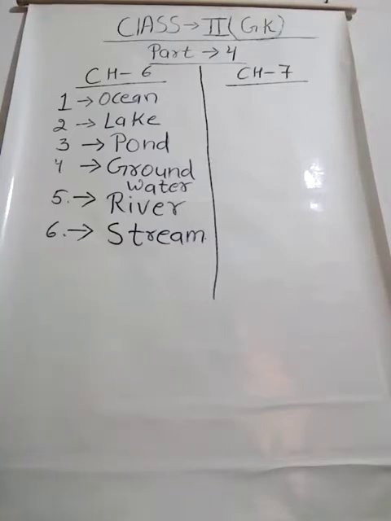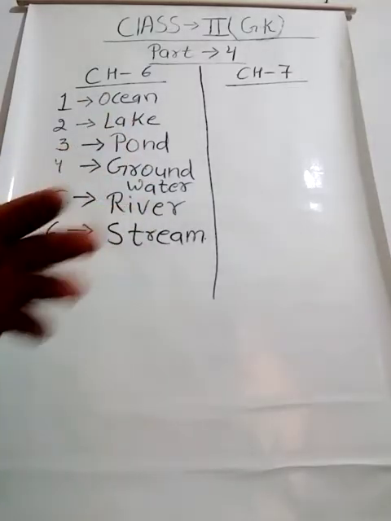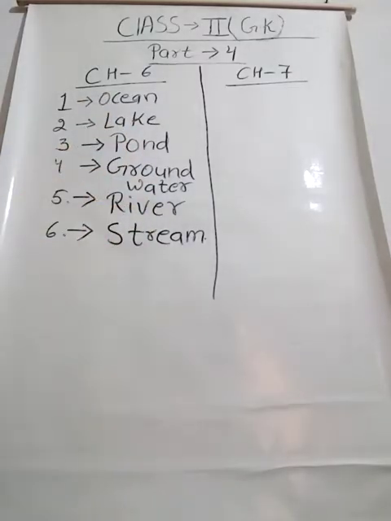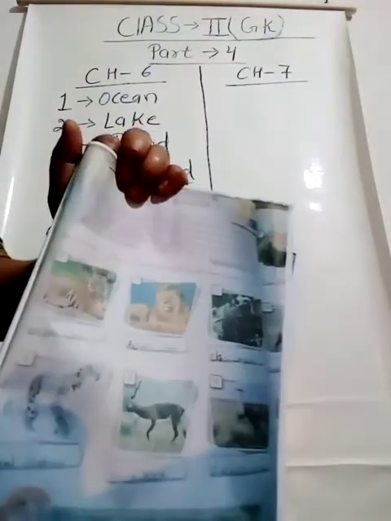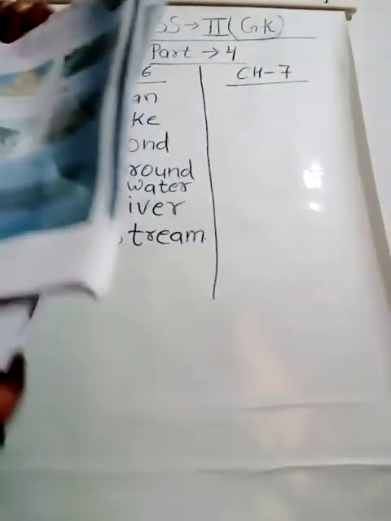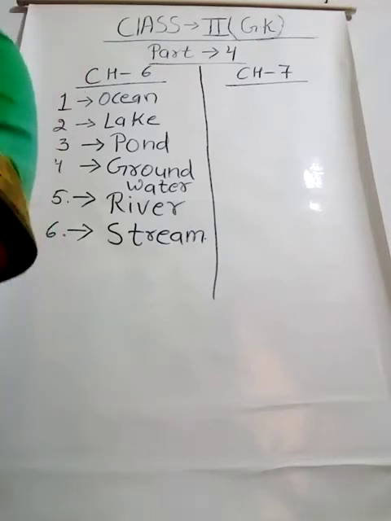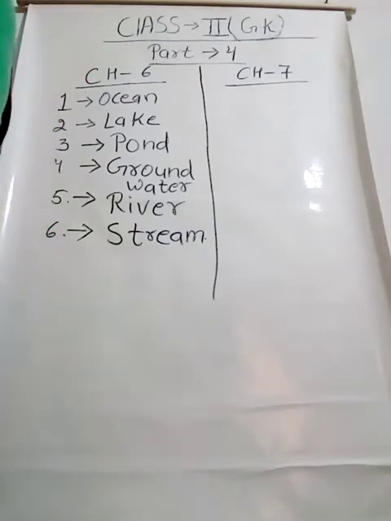How are some endangered animals in India? Write their names with the help of these clues. By looking at the picture, you have to identify that particular animal. If you open your book to page number 16, you can see pictures of different animals. You have to identify the picture and write its name. So one by one I am going to write the names of those animals.